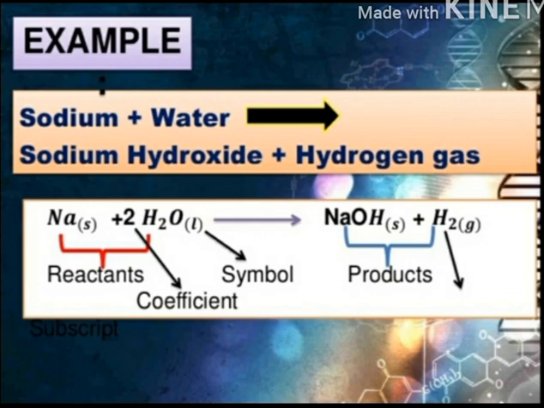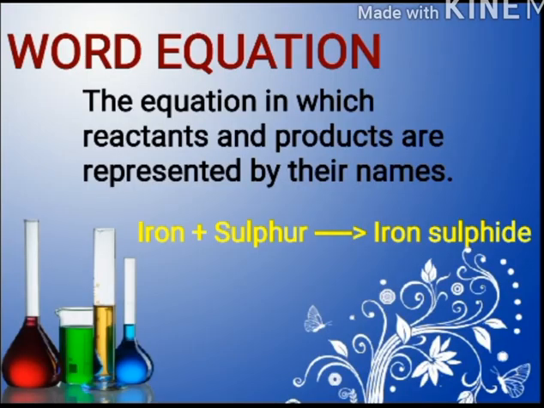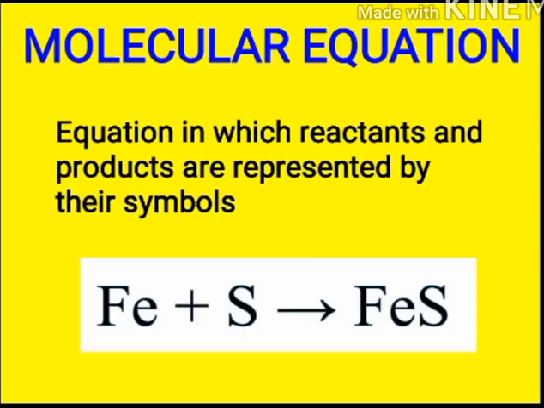Now, word equation. It is the equation in which reactants and products are represented by their names, that is iron and sulfur gives iron sulfide. Next, molecular equation. It is the equation in which reactants and products are represented by their symbols, that is Fe plus S gives FeS. FeS is iron sulfide. Thank you, class.